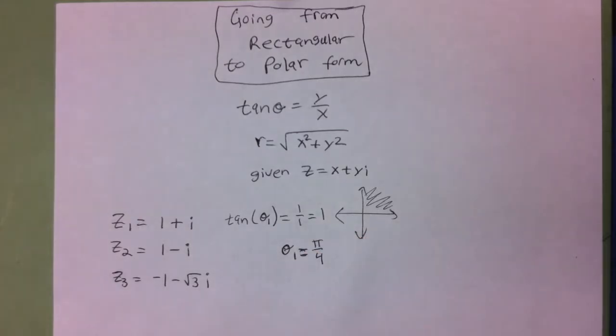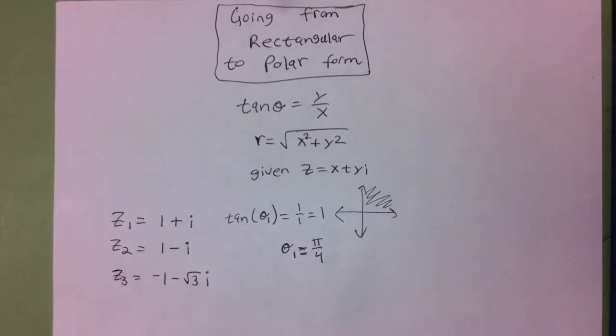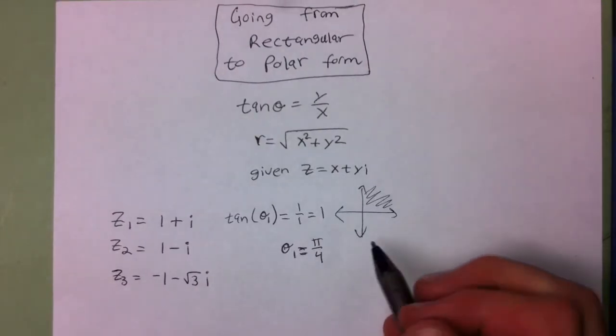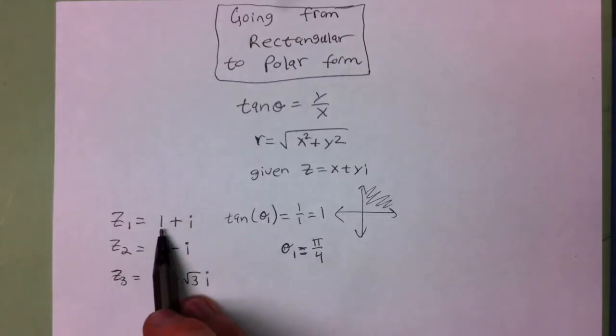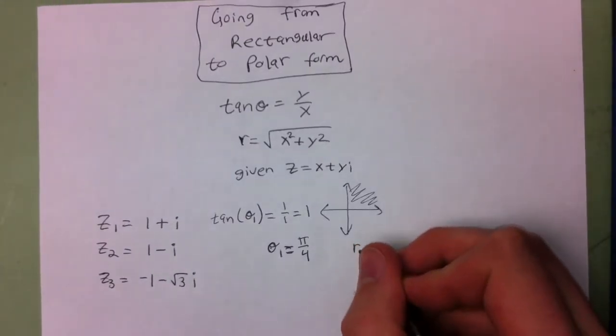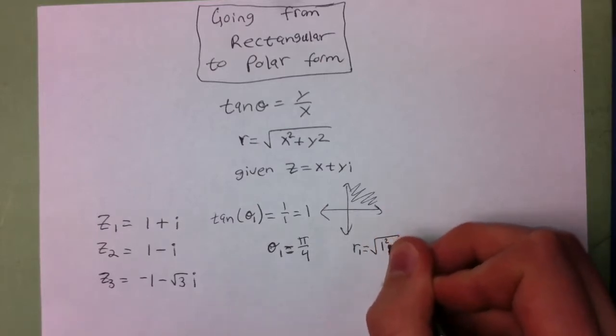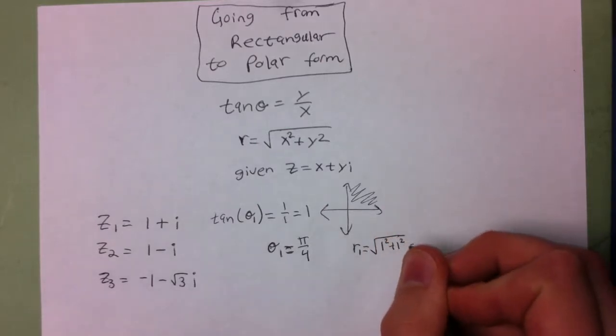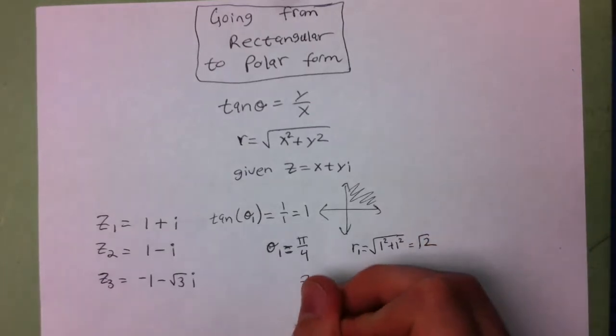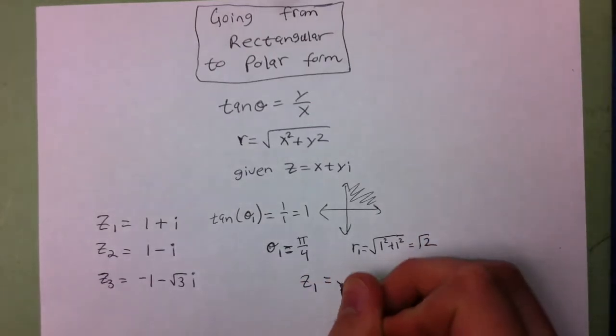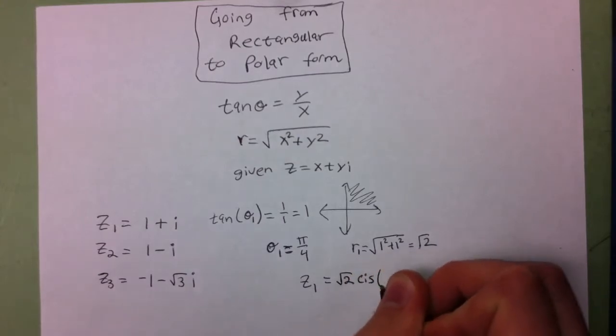And if that's not immediately obvious based on the quadrant and the value of tangent of theta, you need to go back and review your unit circle and those values, because those are going to become really important when you're going from rectangular to polar form. So then, knowing that, we then need the modulus of z sub 1, which will be r sub 1, which is the square root of 1 squared plus 1 squared, which is equal to root 2. And so that tells us that z sub 1 is equal to root 2 cis of pi over 4.